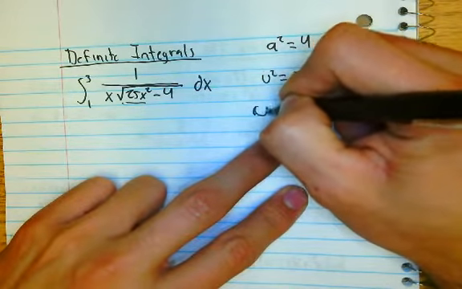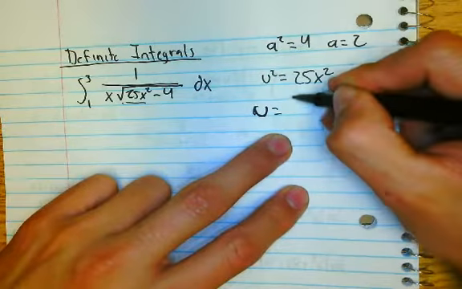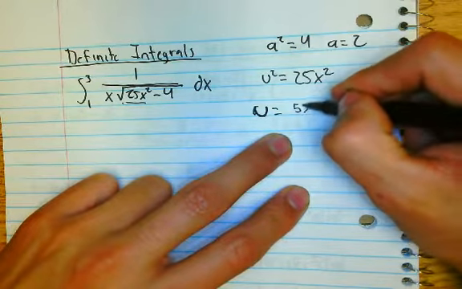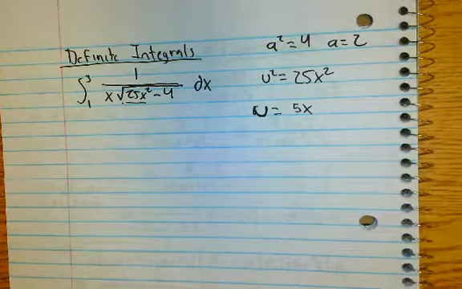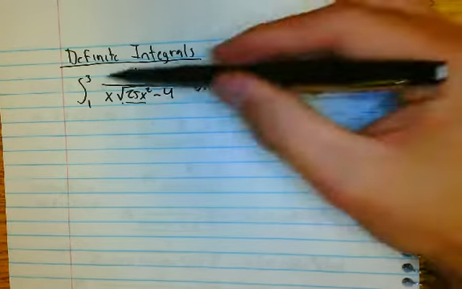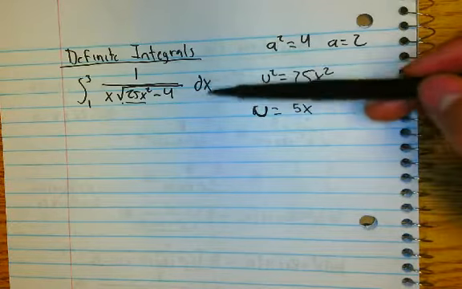Okay? Now, remember that every time we get u, if we're going to change everything in terms of u, we need to be able to change that dx into terms of u. So to do that, I'm going to take the derivative of u. So du equals 5 dx.